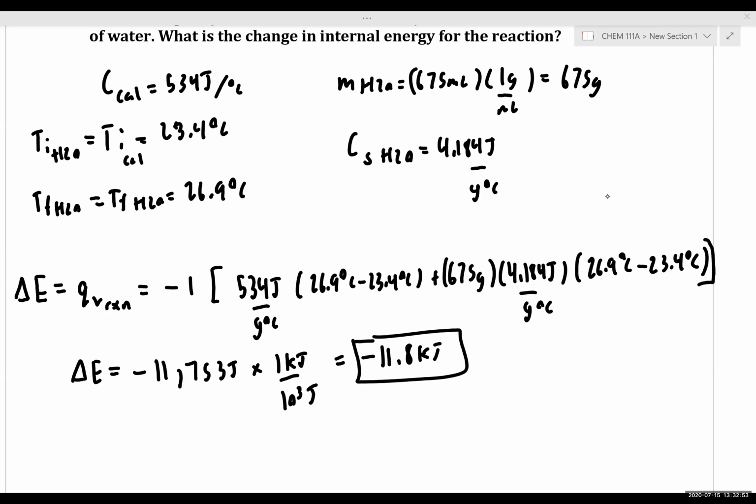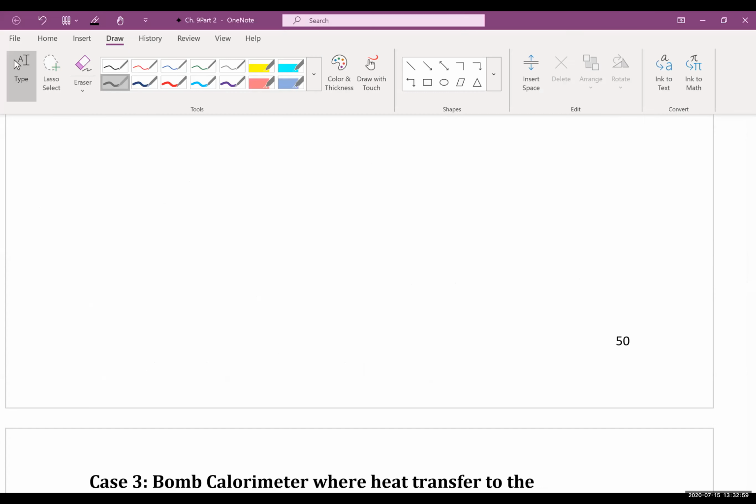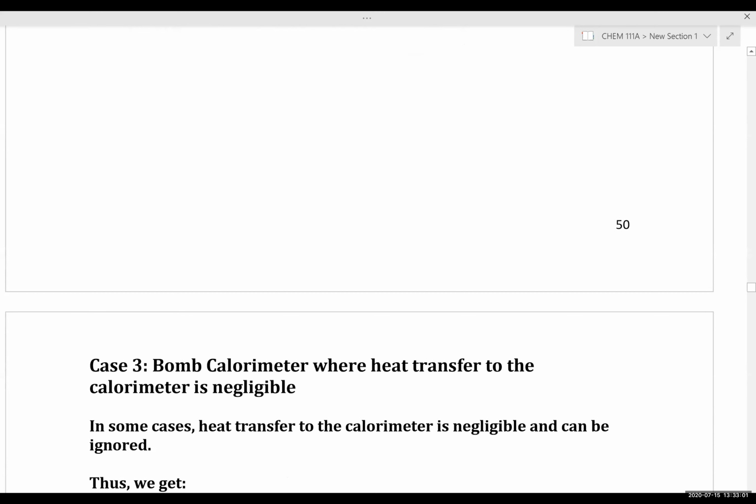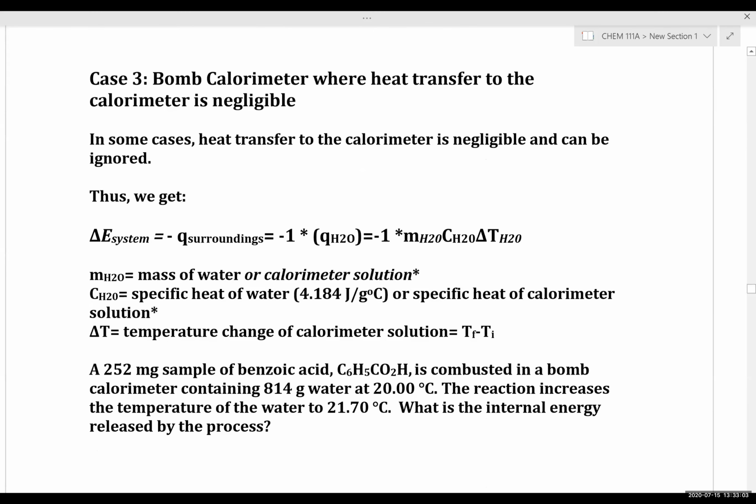Okay, if we don't have any other questions, let's keep going and let's look at another case for calorimetry. So the third case that we commonly see in bomb calorimetry is where heat transfer to the calorimeter is negligible.